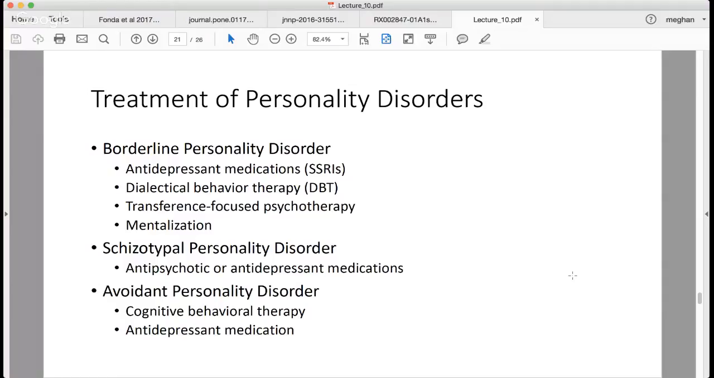Cluster C disorders fare well with active and confrontational short-term therapies. They also show significant gains with cognitive behavioral treatment. Antidepressants from the MAOI or SSRI categories may also be helpful in conjunction with other types of therapies, especially in the treatment of avoidant personality disorder.